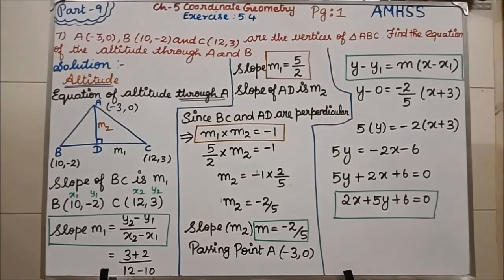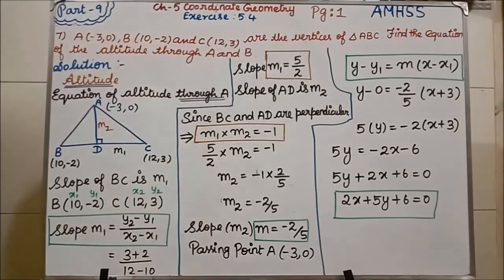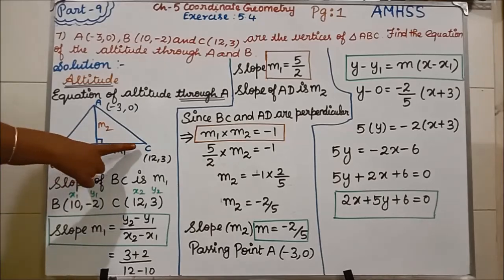We are just substituting. Y2 value we are having 3, y1 value we are having in formula minus, so here also minus, so we will get plus 2 divided by x2 is 12, x1 is 10. So 12 minus 10. 3 plus 2 is 5, 12 minus 10 is 2. So slope M1 equal to 5 by 2. Clear students?